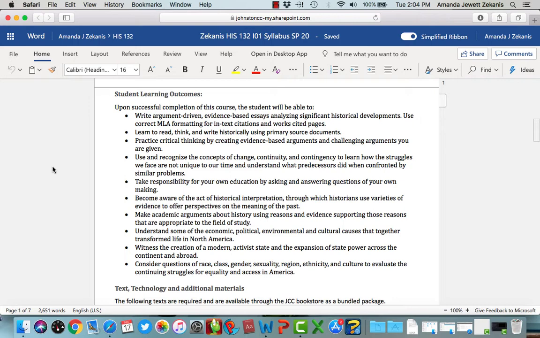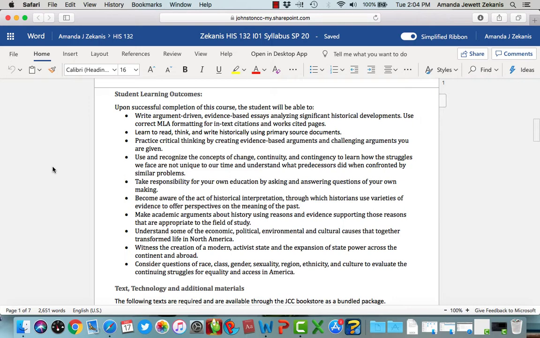Student learning outcomes: you will learn things, and there are lots of things you will learn. I'm not going to read all of these because you can read, but I will hit some of the major ones. You will write argument-driven, evidence-based essays, analyzing significant historical developments, and you're going to use MLA formatting for in-text citations and works cited pages. You can use Chicago if you want. That is the history discipline writing style, but I cannot require it. So we officially use MLA. If you want to explore Chicago, which is footnotes and pretty great, you can let me know, and I can give you information on that if you want to check it out.